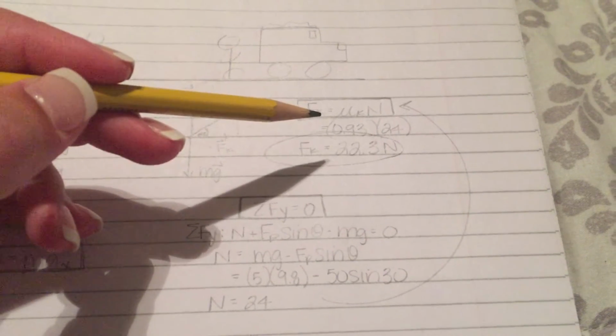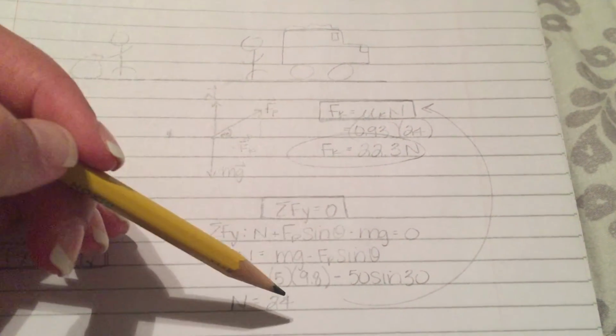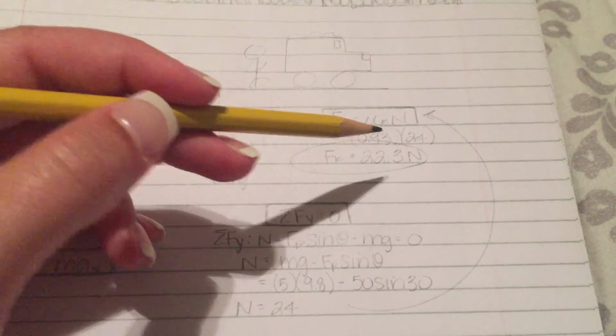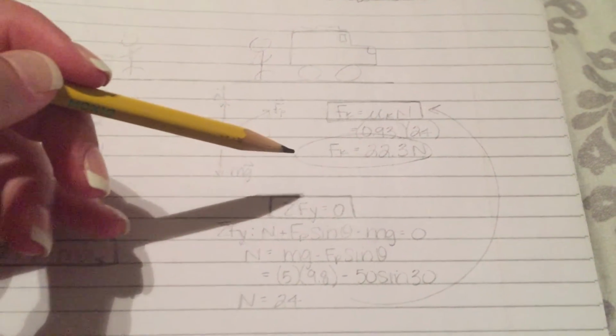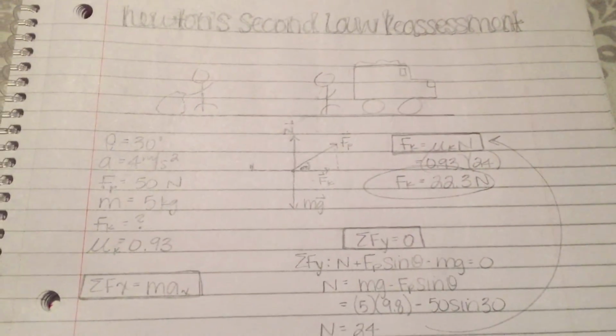You plug your 24 into the friction equation. You have your coefficient of friction is 0.93 and your normal force is 24 newtons. So you multiply those two together and 22.3 newtons is your answer. So the friction force on the garbage bag is 22.3 newtons.